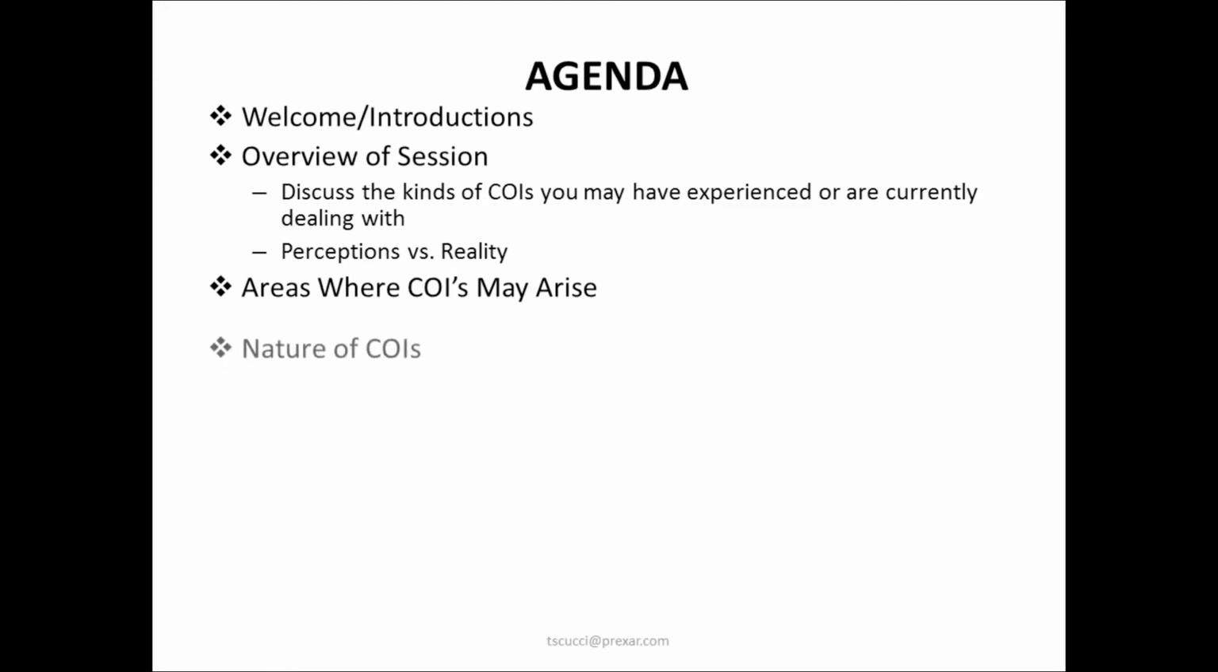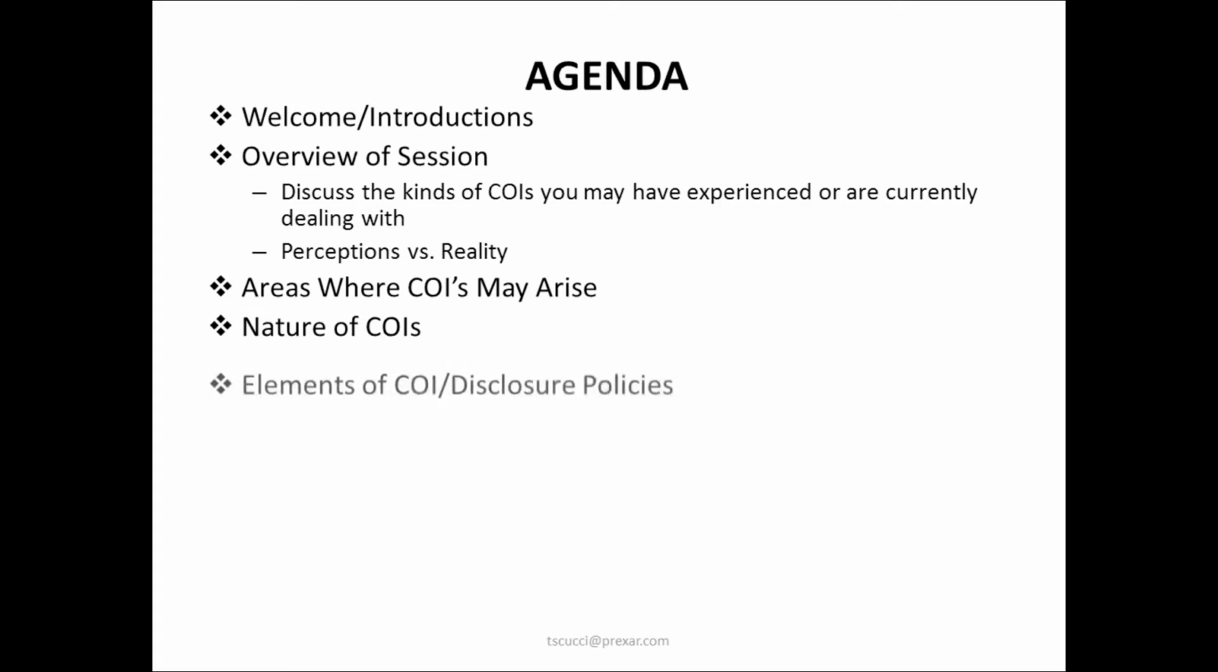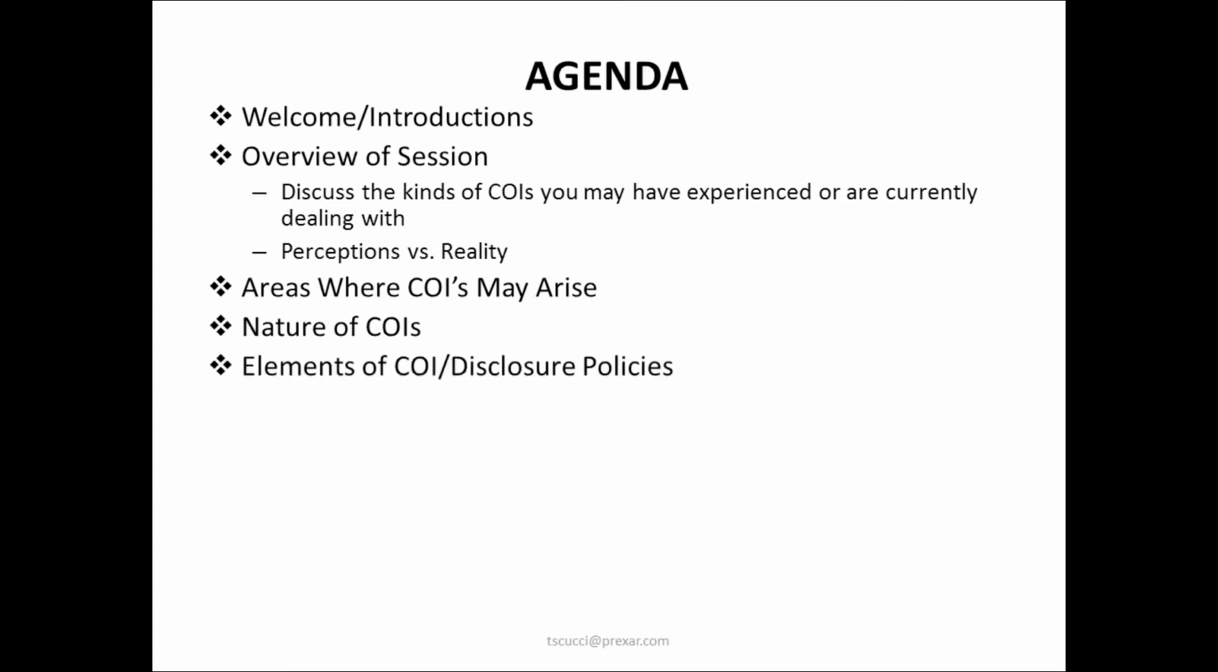We'll look at areas where conflicts may arise. We'll look then at the nature of conflicts of interest. We'll take some time to look at the elements of a conflict of interest policy and disclosure policy, to give you an idea of the kinds of things you might want to make sure you have in place if you don't currently. And if you have good conflict of interest and disclosure policies in place, it might be helpful to look at them to fine-tune them to make sure they really are up to speed. And then we'll evaluate the session.